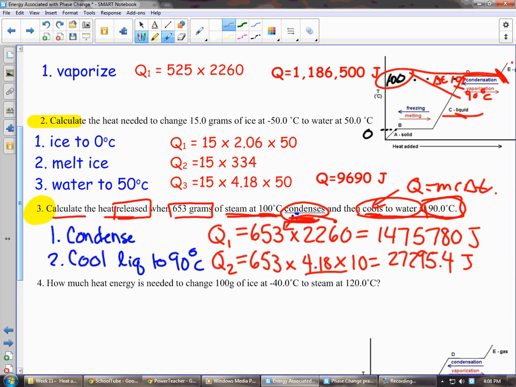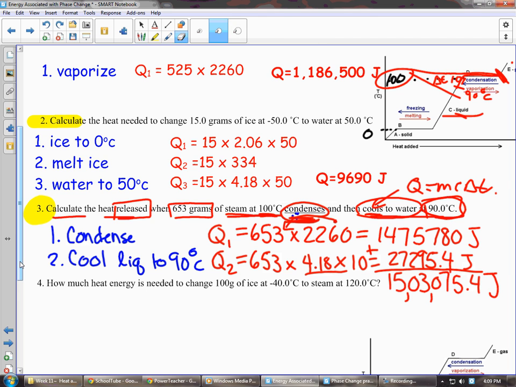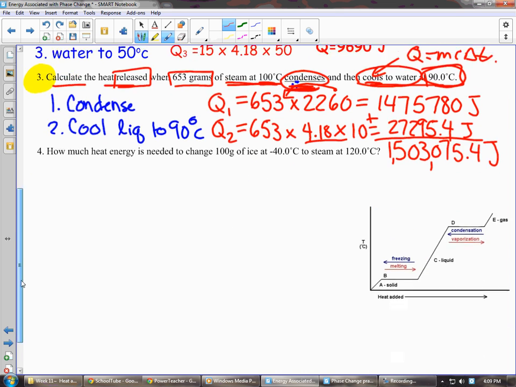If you think of these as tolls, all you have to do is add these together to figure out the total amount of energy it took. And that, coming off your calculator, should be 1503075.4 joules. Again, a very large number here of joules to make that condense, okay, and then cool to 90 degrees.